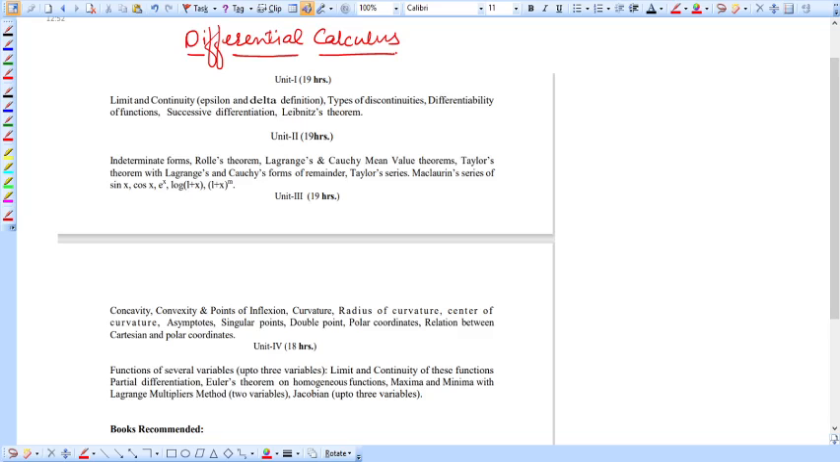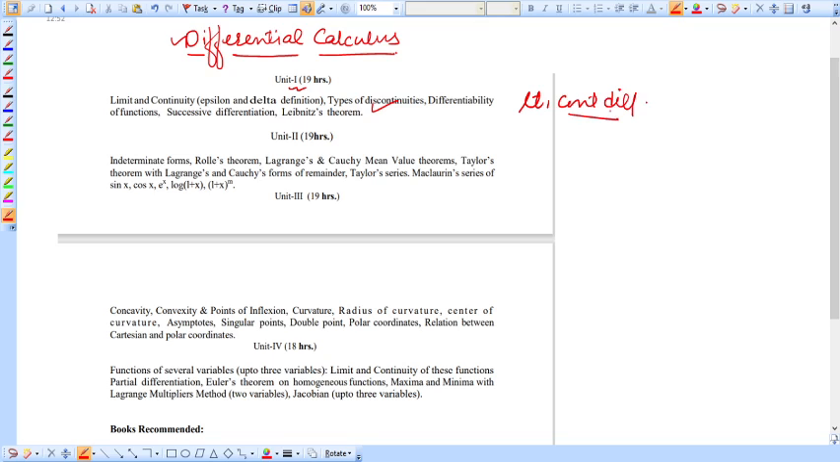From today onward, we are going to start a new lecture series on differential calculus, right? So firstly, we are going to see what sort of things we are going to cover in it. As you can see on the screen, the syllabus for differential calculus has been divided into 4 units. In unit 1, we will be covering limit and continuity, epsilon delta definition of it, types of discontinuities and differentiability, etc. Basically in this section we will be dealing with limit, continuity and differentiability.